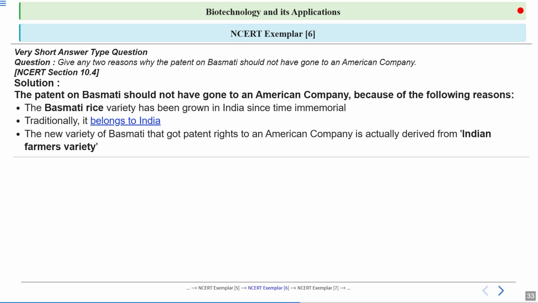So that's why the patent should not have gone to that American company on basmati rice.